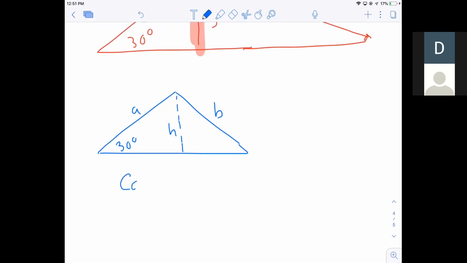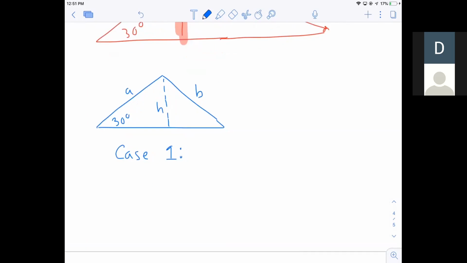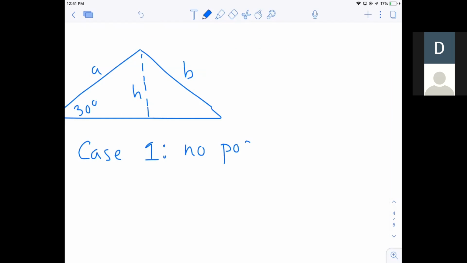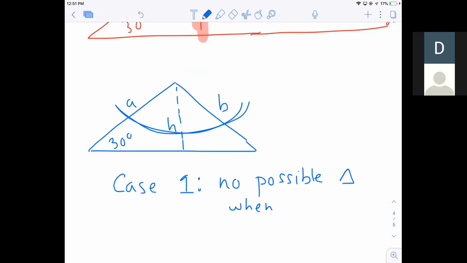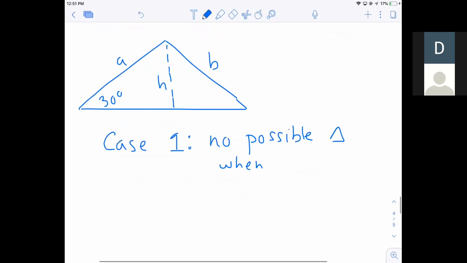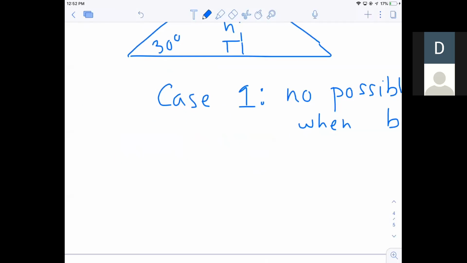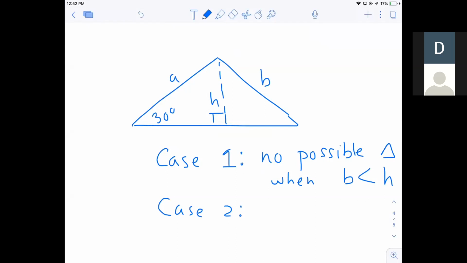So case 1, that was when we had no possible triangle, right? There is no possible triangle when, well, that was the case when B was too short, right? When B was like that long. So that is when B is less than the height, all right? So case 1, we will not have a possible triangle when that length B is less than this height that we drew.